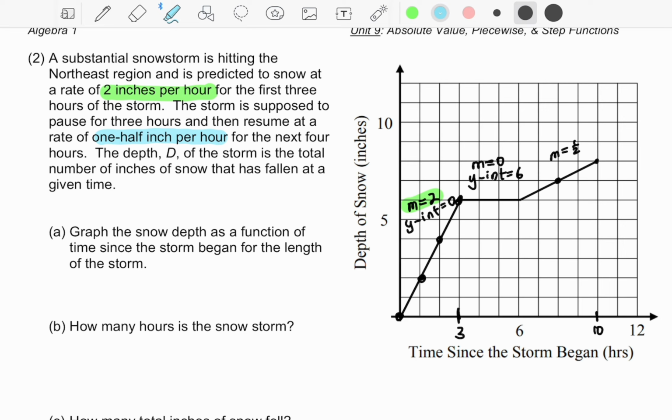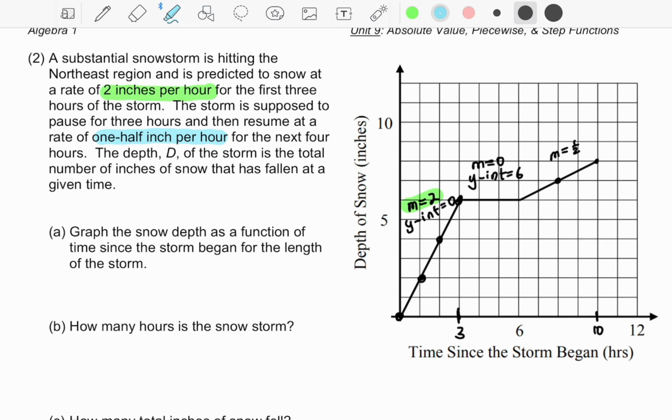All right. The depth D of the snow, right, is the total number of inches that has fallen at a given time. All right. So this looks like it only went for 10 hours. The graph goes out to 12. I'm just double checking: paused for 3 hours, next 4 hours. Yeah, so it only went out to 10. So it's going to stop right there. We get a little extra graph that we're not actually going to use.